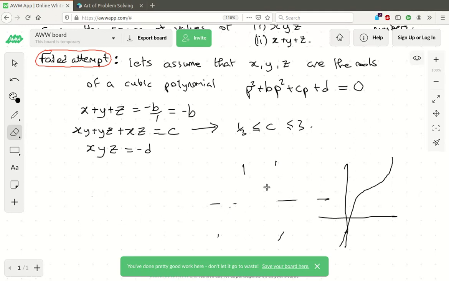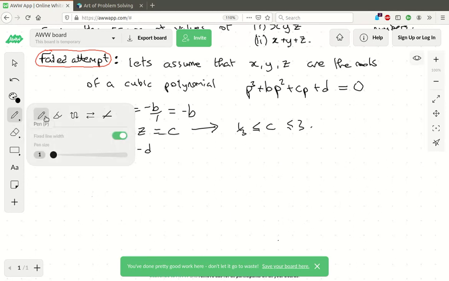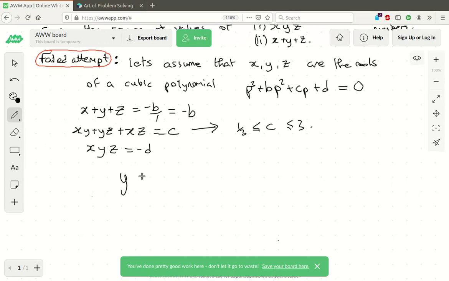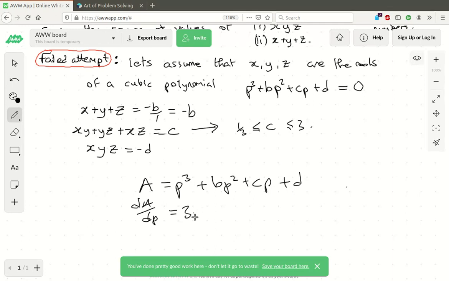So let's just get rid of these. That was just my explanation. So I need at least one turning point. I hope you can see that. I need at least one turning point. So let's make sure of that first. So we've got, if you like, what? Oh no, let's not use y because we've already used the letter y. Let's use a equals p cubed plus bp squared plus cp plus d. So dA by dP is 3p squared plus 2bp plus c.